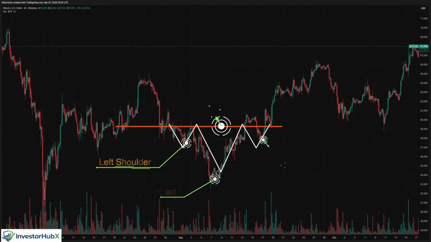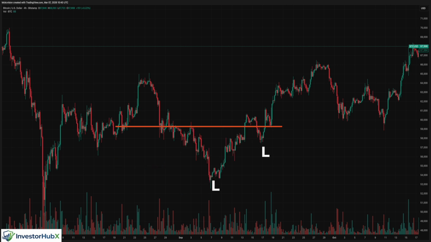When the right shoulder forms higher than the head, it means the market is starting to make a higher low. When the neckline breaks, the market then creates a higher high. A higher low followed by a higher high signals that the market structure has changed. In other words, the trend is no longer a downtrend. This is why the inverse head and shoulders pattern is considered a trend reversal pattern, indicating that the market may be transitioning from a downtrend into an uptrend.